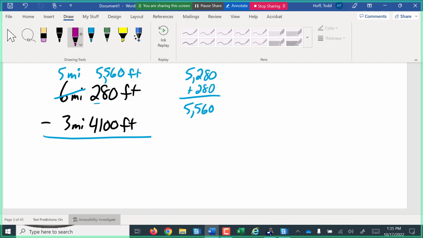Now I have to subtract the 4,100. I can do that digit by digit. 0 minus 0 is 0. 6 minus 0 is 6. 5 minus 1 is 4. 5 minus 4 is 1. So we get 1,460 feet. Then 5 miles minus 3 miles is 2 miles. Good.